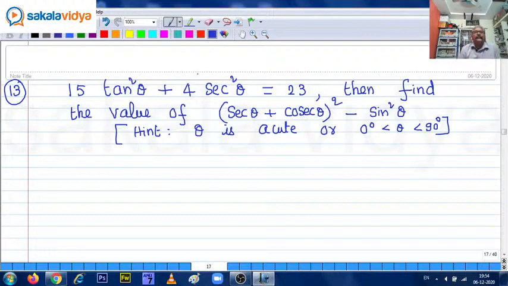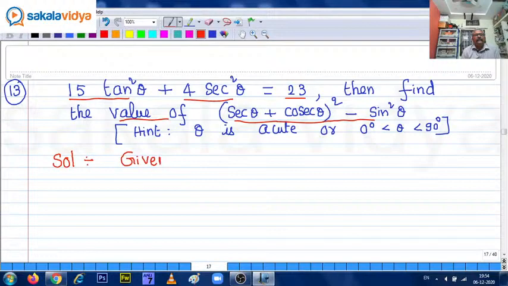Okay, so first, 15 tan square theta plus 4 secant square theta is equal to 23, given. With the help of this, first let us find out the tan theta value. Secant square theta is equal to 1 plus tan square theta, so you can find tan square theta, and then tan theta. With tan theta, the theta value will be obtained. After getting the theta value, substitute in sec theta plus cosec theta whole square minus sin square theta. It is my plan, but your plan may be some other way. So let us implement my plan here. After that, try your plan.